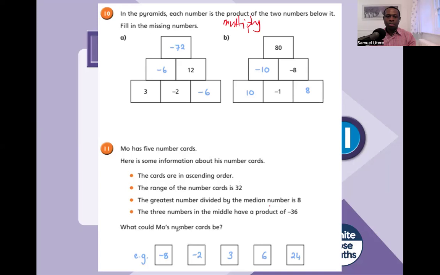That will have to be a negative number because 24 minus -8 should give us 32, because remember, these two will become positive. So 24 add 8 will be 32. There are other numbers that you could form, but this is one of the solutions.